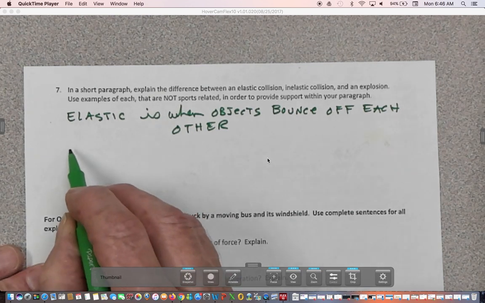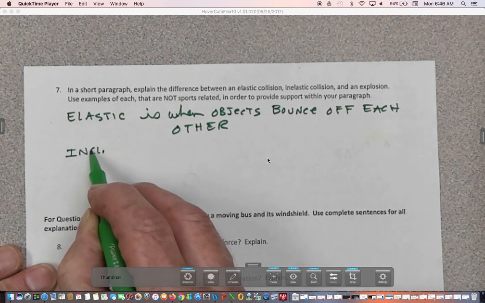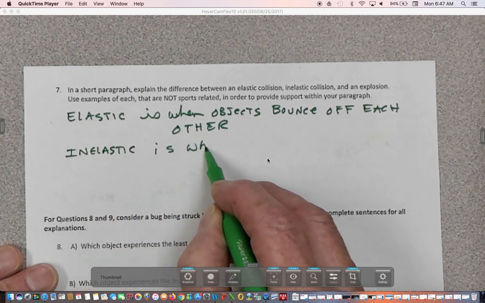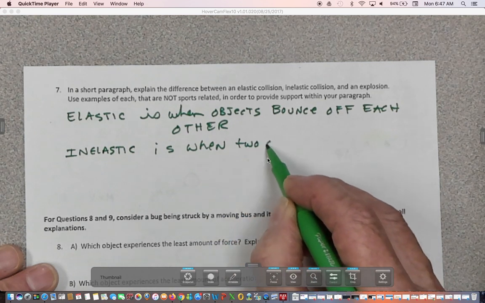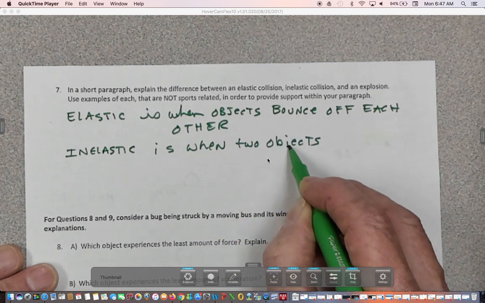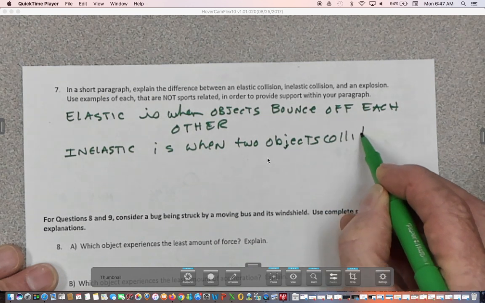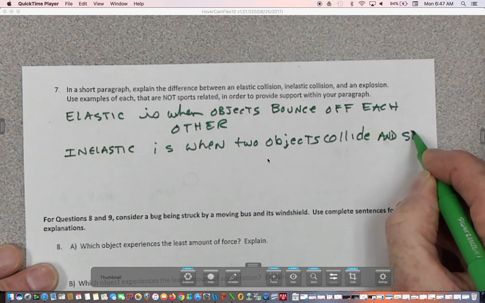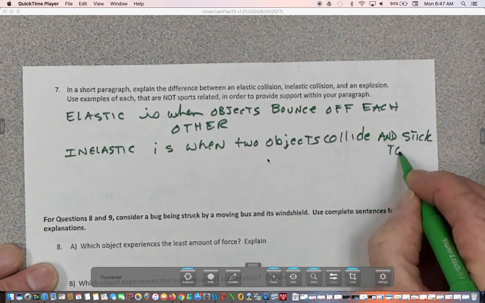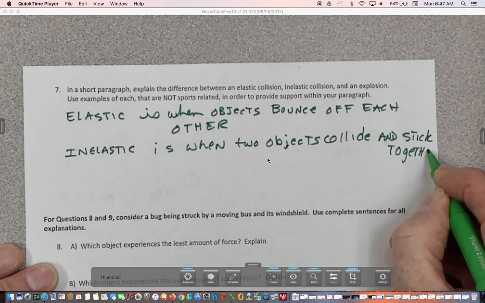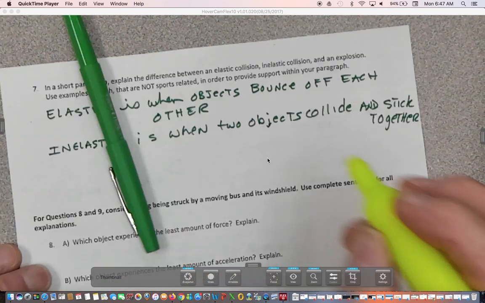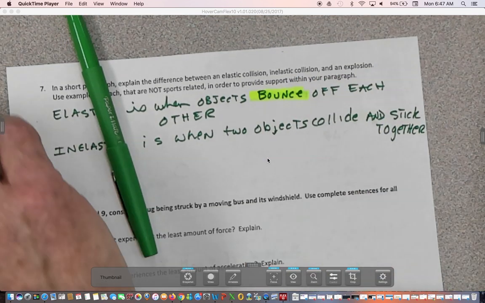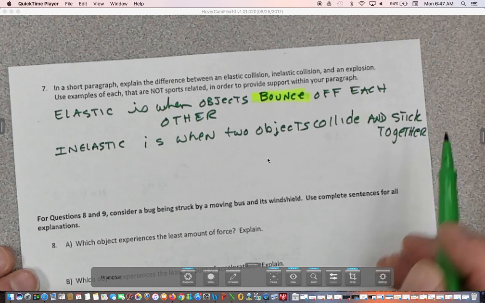An inelastic collision is when two objects collide and stick together. The key term is bounce here. And the other key term, I'm going to give this time to dry, is stick.